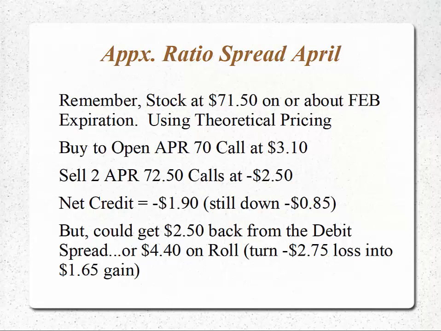But remember, if I'm right, and the stock is trading around 72.50 at April expiration, we get $2.50 back from the one contract of the 70 call bought and one of the contracts of the 72.50 sold, the debit spread inside the ratio spread. So the total profit could be $4.40, which might turn the $2.75 loss into a $1.65 gain.